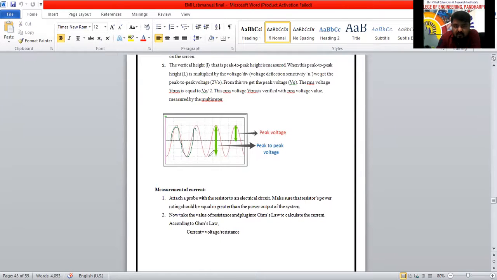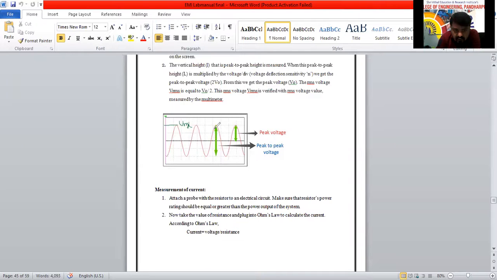Positive half cycle, negative half cycle, positive half cycle, negative half cycle. This is the alternating quantity we are going to consider here. From this point, whatever this is, it is a maximum. We are going to call that V max. V max it is.